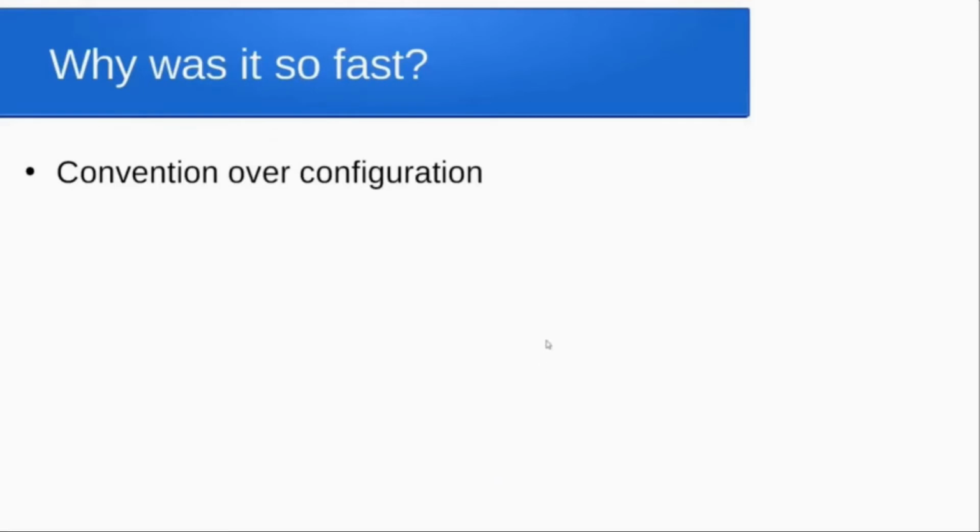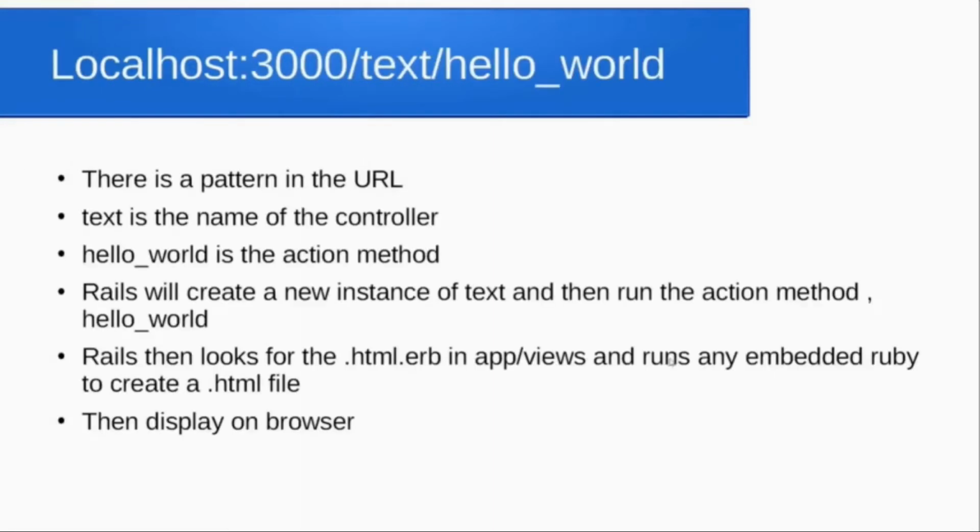So why was it so fast? Because convention over configuration. Rails has a set of default configurations that it uses. If we look at the URL, there's a pattern. Text is the name of our controller. Hello World is the name of our action method. Rails will then create a new instance of text and run the action method Hello World. Rails then looks for html.erb in apps/views and runs any embedded Ruby and then creates an HTML file to be displayed on the browser.